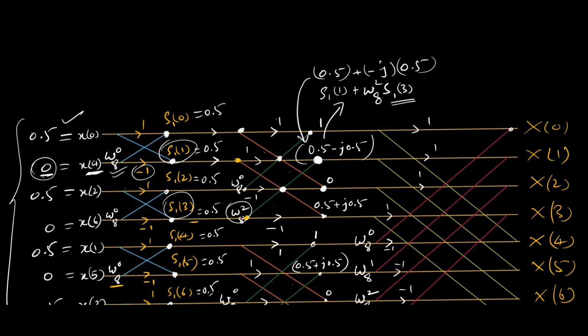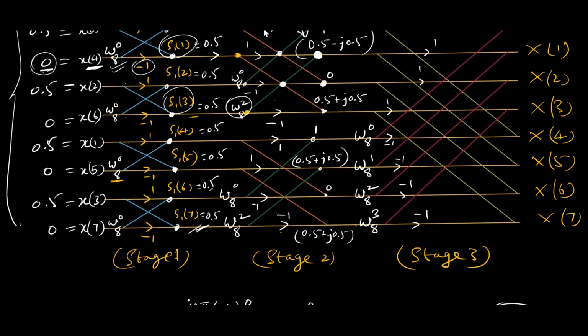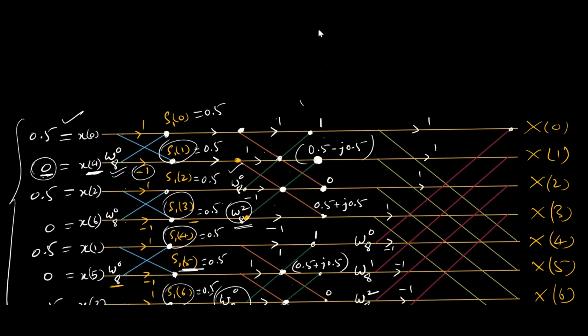In this way you can calculate the values for the other two butterflies of this stage. Check the inputs carefully. For butterfly 3 the inputs are S14 and S16, and for butterfly 4 the inputs are S15 and S17. For butterfly 3 the twiddle factor is the same as for butterfly 1, and for butterfly 4 it is the same twiddle factor which we multiplied in the second butterfly. Now we have calculated all the values for stage 2, so these values will act as inputs to stage 3.